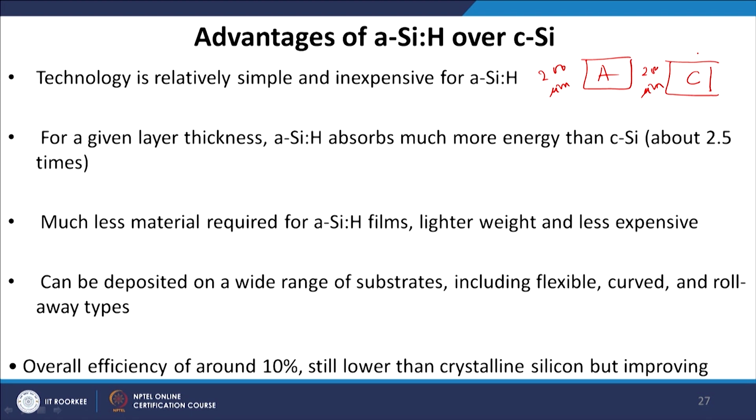It can be deposited on a wide range of substrates including flexible, curved and roll to roll substrates. Now, let us say we wanted to install our solar cell on some kind of gadget or on a rooftop which is not very flat, but has some weird geometry, like a triangular geometry or a periodic function. In that case we cannot put a very rigid substrate or rigid crystalline silicon on it.